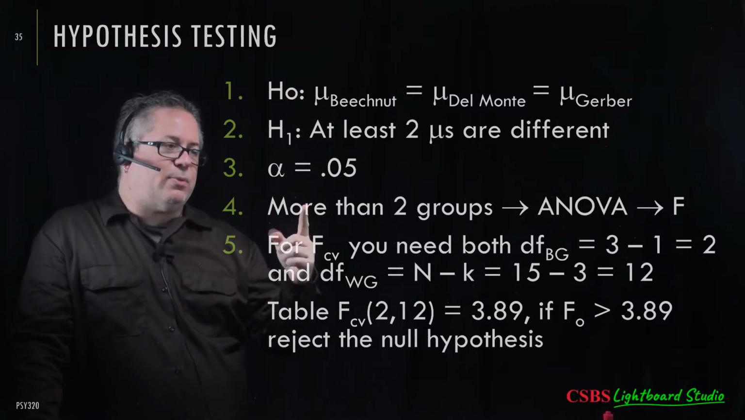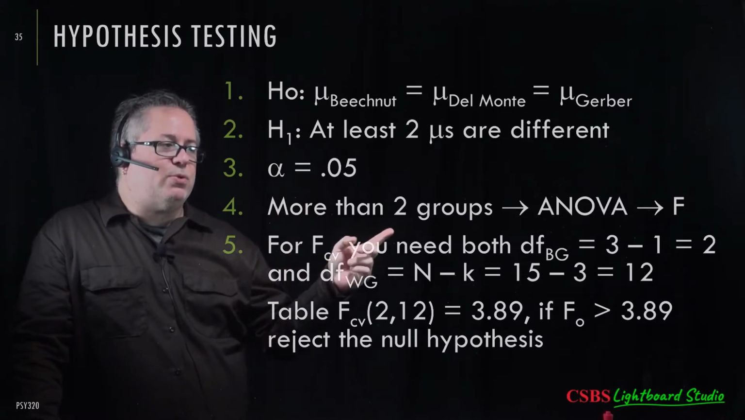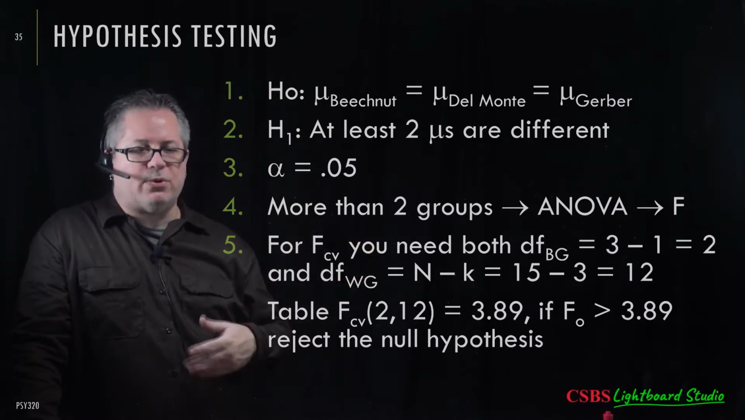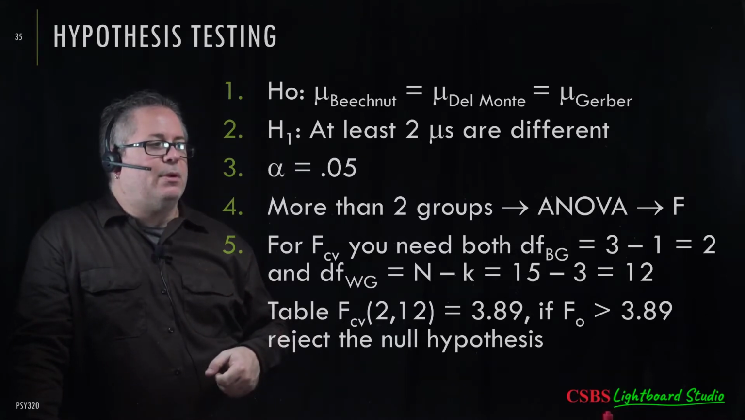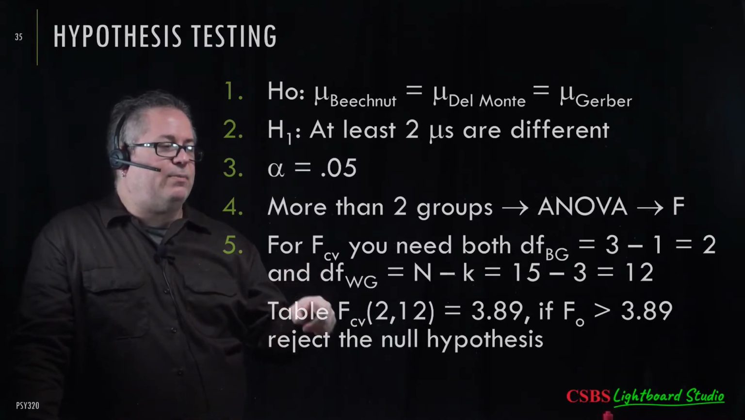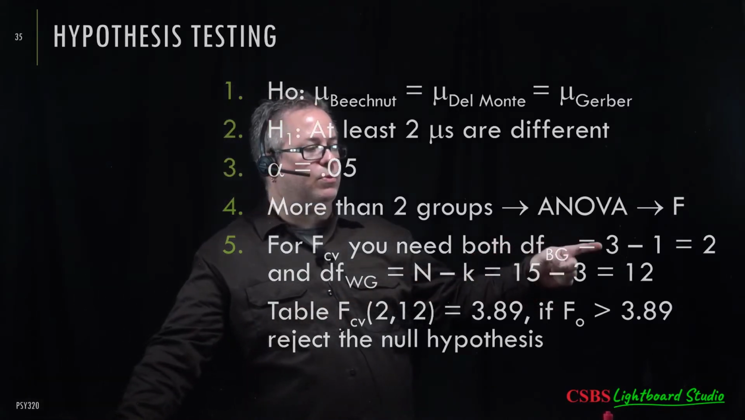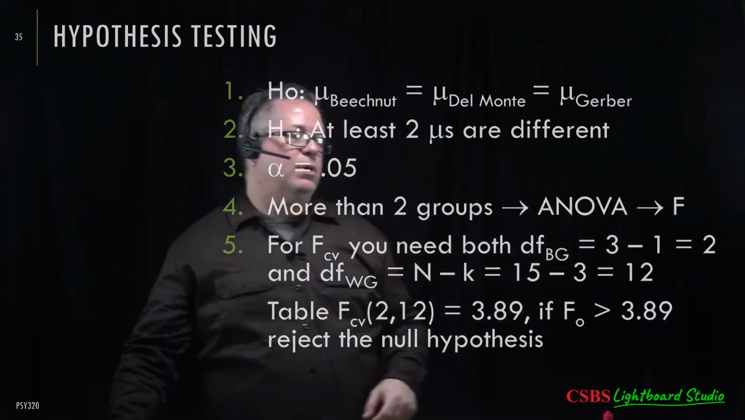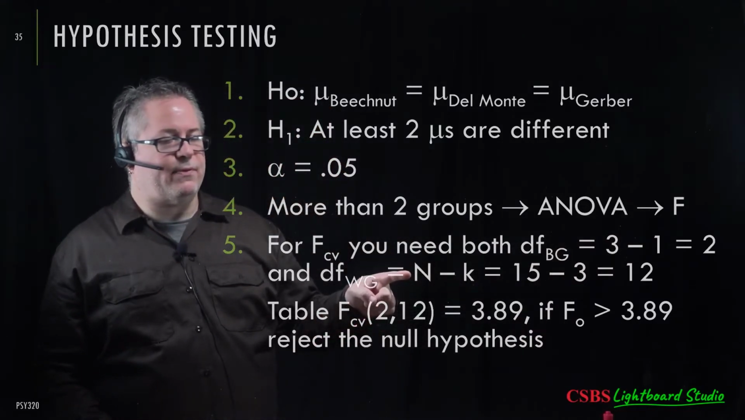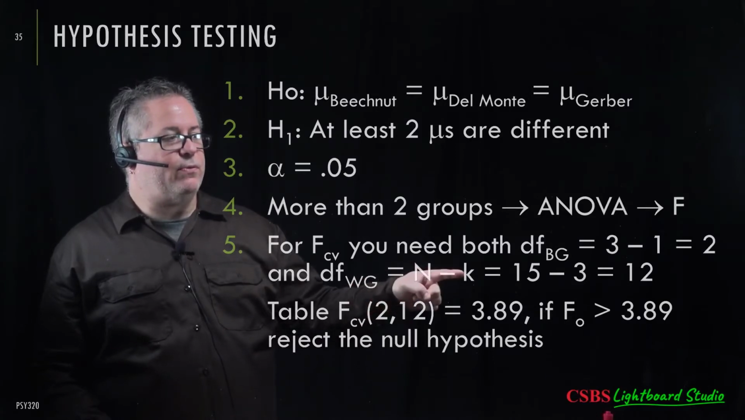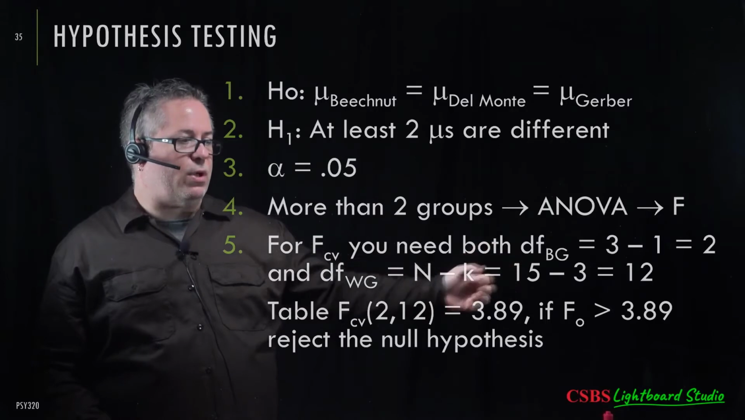We're going to still assume alpha is 0.05. That hasn't changed. Because we have more than 2 groups, we know this is ANOVA, and we're doing an F test using an F distribution. For the F critical value, you need both degrees of freedom between groups, which we figured out again was the number of groups, k minus 1, is 2. And degrees of freedom within groups, which is the total number of subjects, in this case 15 babies, minus the number of groups, which in this case is 3 groups. So 15 minus 3 is 12.